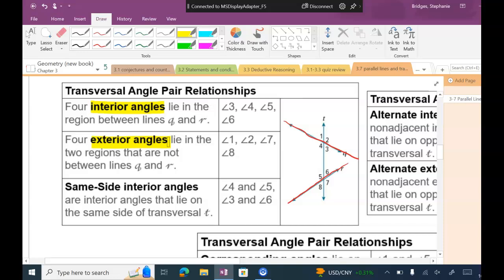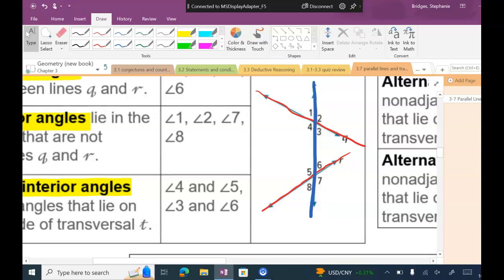Then here are the names of the angle pairs that we have. The first one is called same side interior angles. That means they are on the same side of the transversal and they are in between my two lines. Okay, so my red lines are my lines. My blue one is my transversal. There are 2 pairs of same side interior angles. Those are the 2 angles that are in between the red lines and on the same side of the blue line. So what would one pair be? 4 and 5. Does everybody see 4 and 5? There's angle 4 and there's angle 5. Those are what we call same side interior angles.